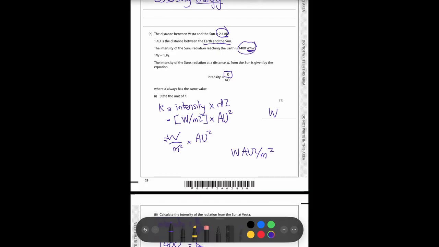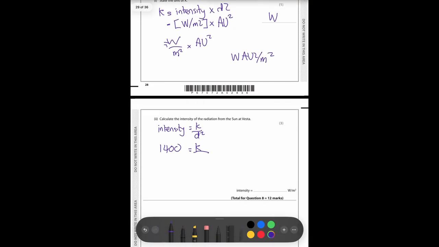So over here, it's saying intensity reaching the Earth. So which of these distances to do with the Earth, is it 2.4 or is it 1? Well, it's going to be 1. And therefore I know that K has got to be equal to 1,400. Also 1 squared is just 1 as well. So K is going to be equal to 1,400. Now I've got my answer for K, and I might as well put the unit as well. Because it's a constant, now I can just put that constant back into the equation.